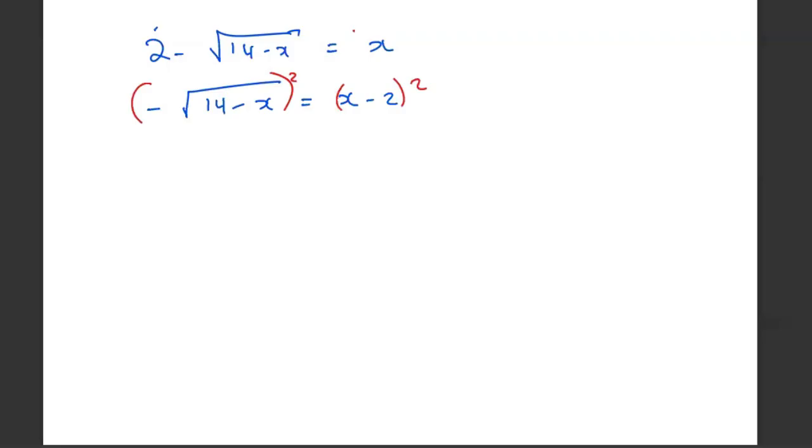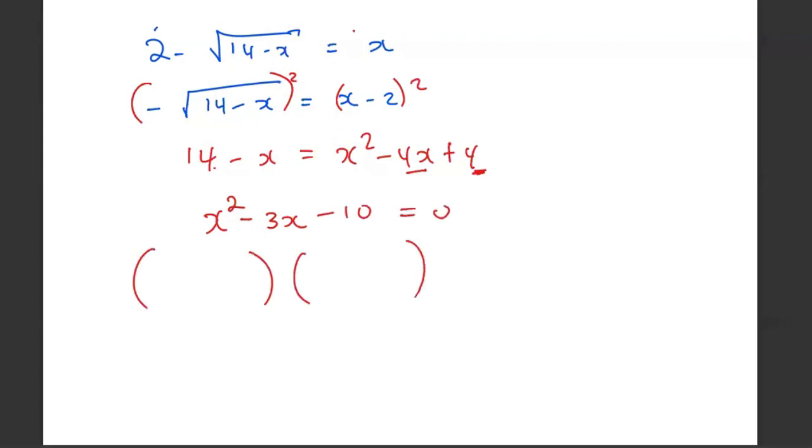Meaning that we're going to have 14 minus x. Opening this square bracket is going to be x squared minus 4x plus 4. Move everything to one side so that we create a standard equation. x squared minus 4x plus x is going to give me a minus 3x. And then 4 minus 14 is going to give me negative 10, equal to 0. Open your brackets or quadratic formula. I'll have a 5 and then I'll have a 2, negative and a positive. I think that would make sense.